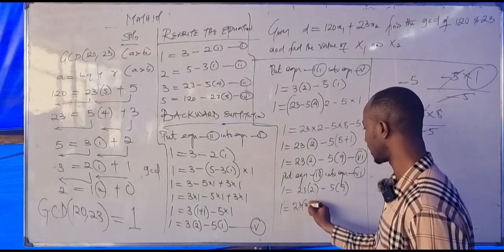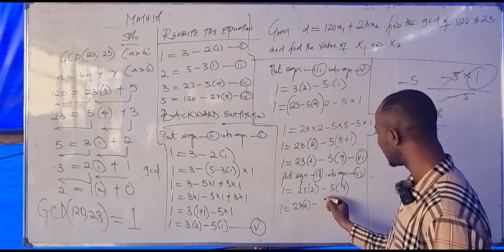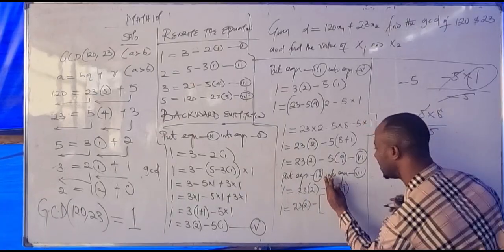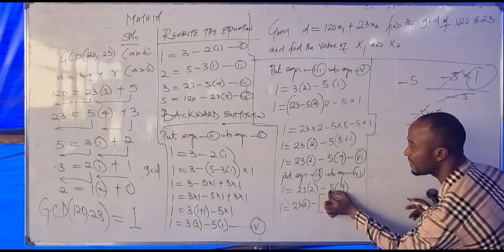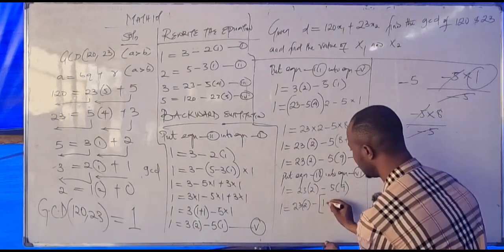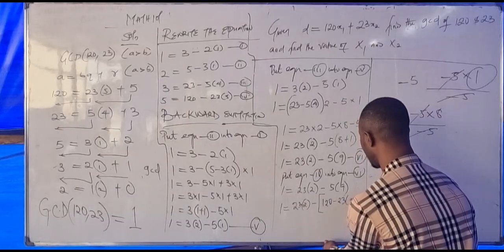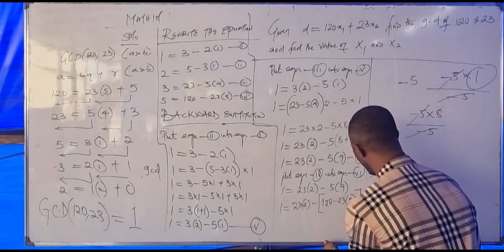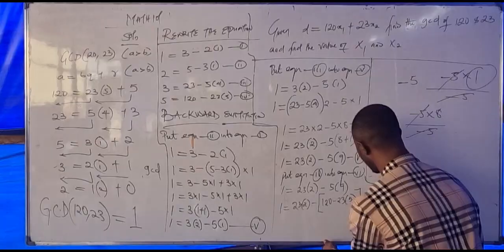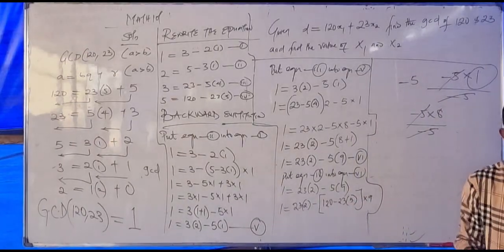23 times 2 minus, in bracket, don't forget, minus everything here. What is the value of that 5 there? 120, minus 23 times 5, all times 9. Are you seeing the way I'm doing it now? Is it making sense gradually to you?